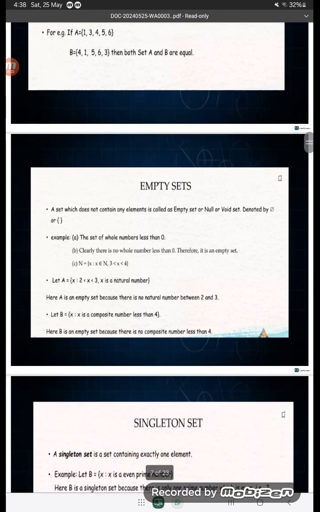Empty set. A set which does not contain any element is called an empty set, or null set, denoted by empty curly brackets. Example: the set of whole numbers less than 0. You all know the whole numbers start from 0 and never end: 0, plus 1, plus 2 and so on. But there is no element in whole numbers which is less than 0. That means the answer is the empty set.